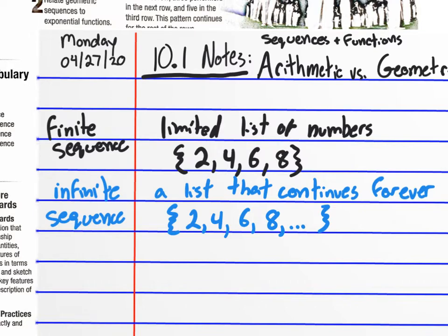So far, I think it's pretty straightforward. What is a sequence? A sequence is just a list of numbers, right? What's a finite sequence? It's that list of numbers. It has a beginning and an end, right? It's a limited amount of numbers. An infinite sequence is just an infinite list of numbers that continues on forever. Okay, let's go back to our book and continue our notes.